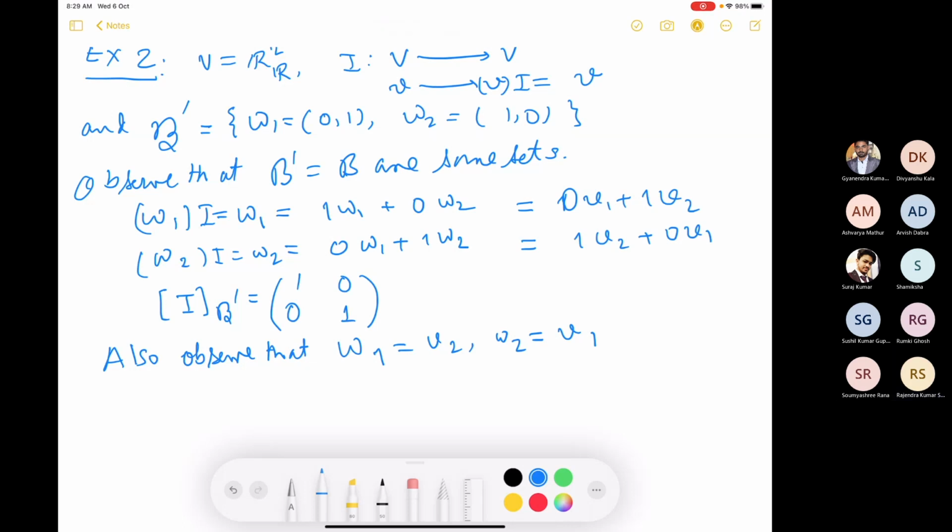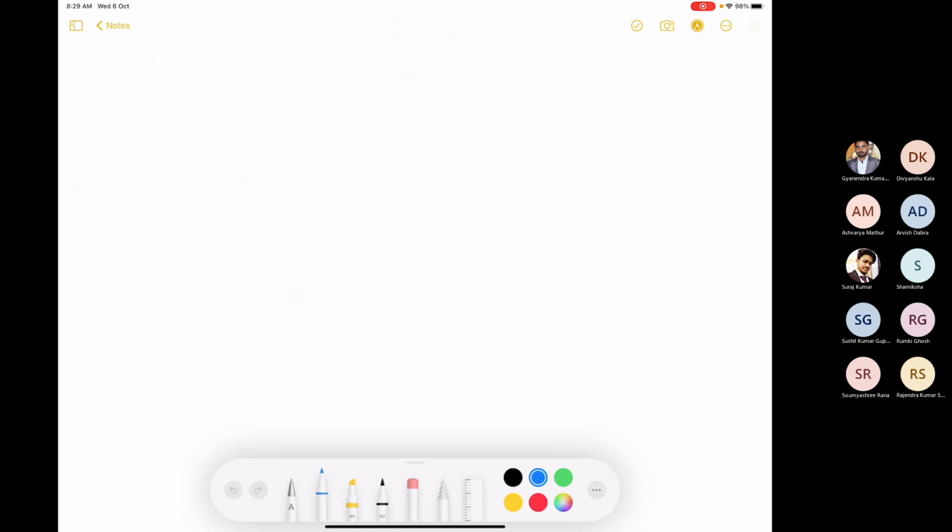So with respect to the linear combination, if you write for the image, then this will be the linear combination. We shall see what happens when we change the basis in the next few examples.